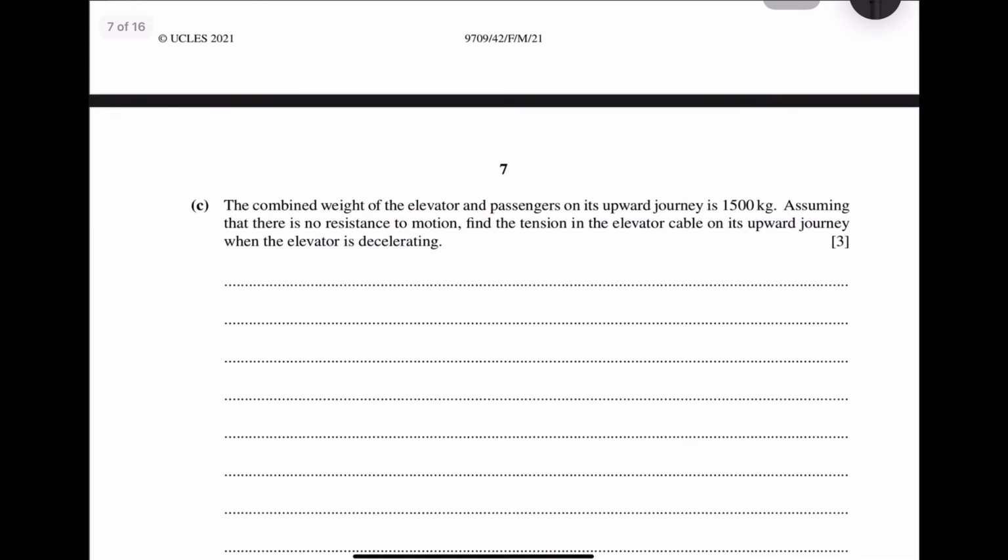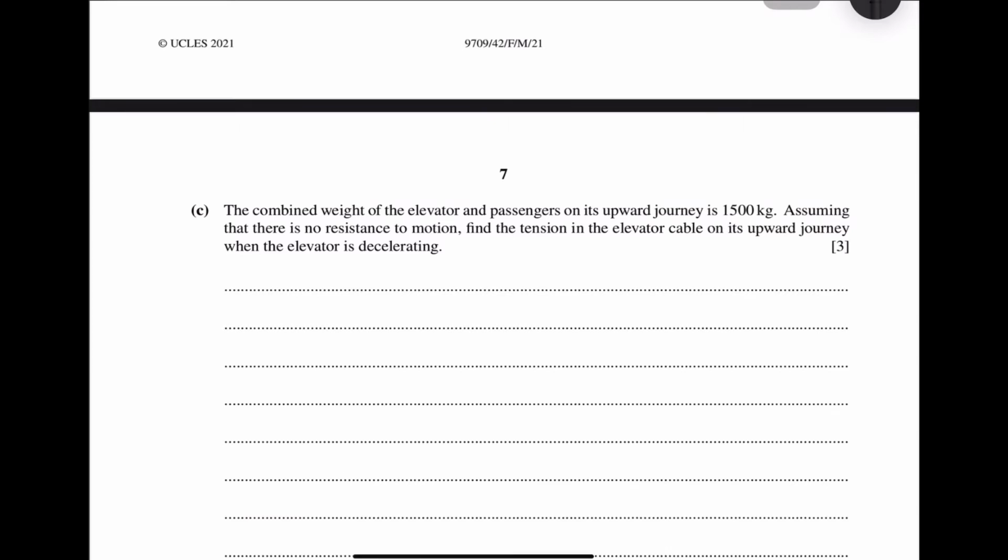Now the combined weight of the elevator and passenger on its upward journey is 1500 kg. So let me write here.